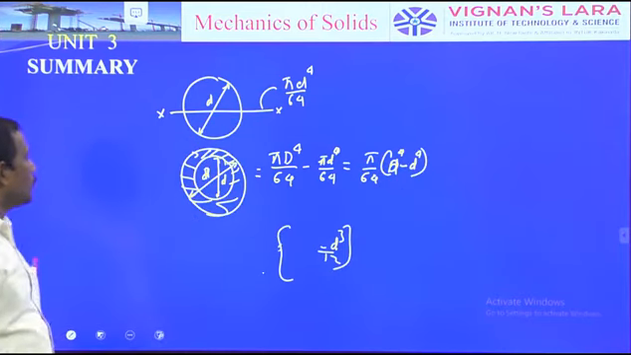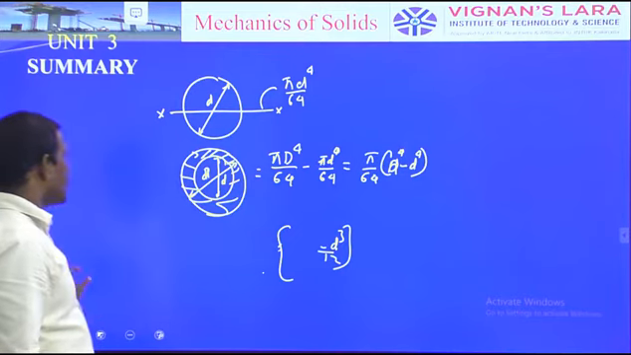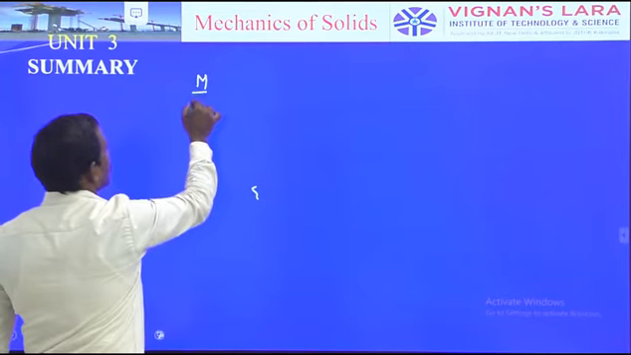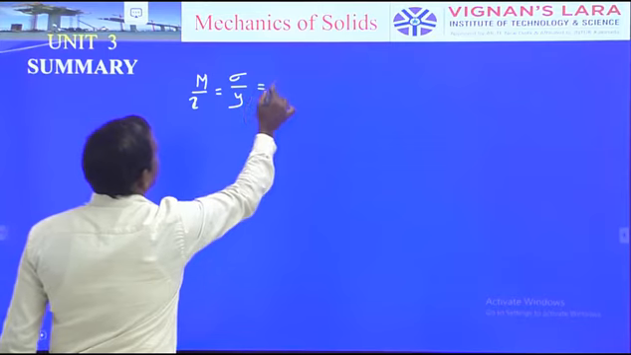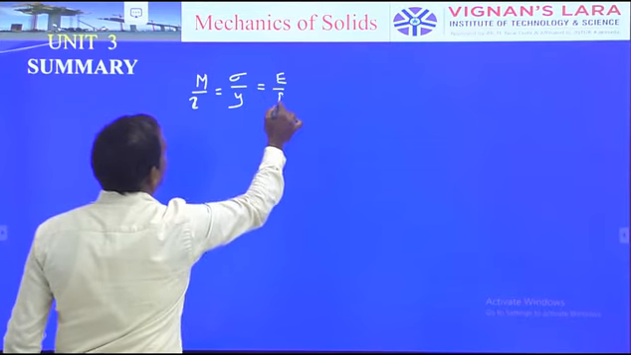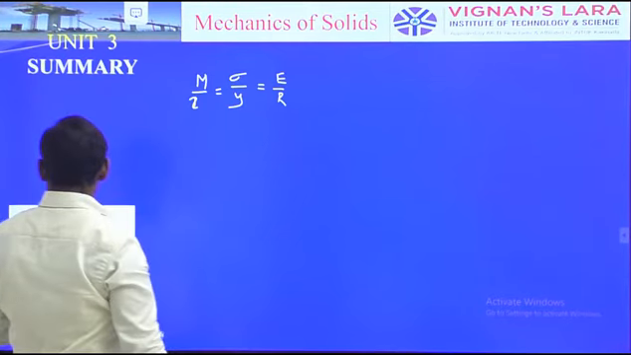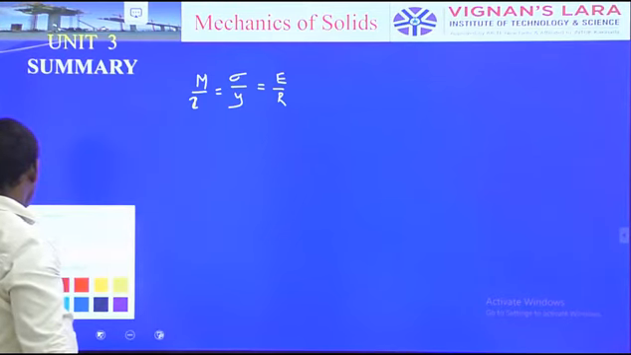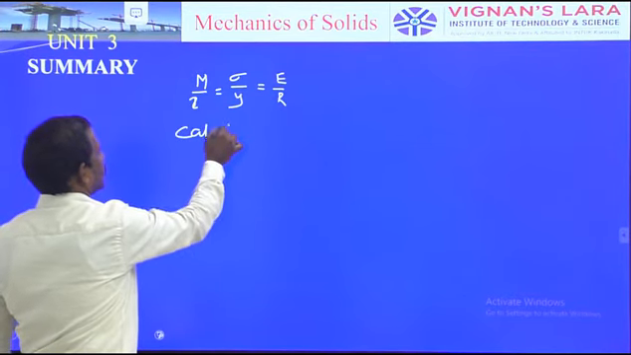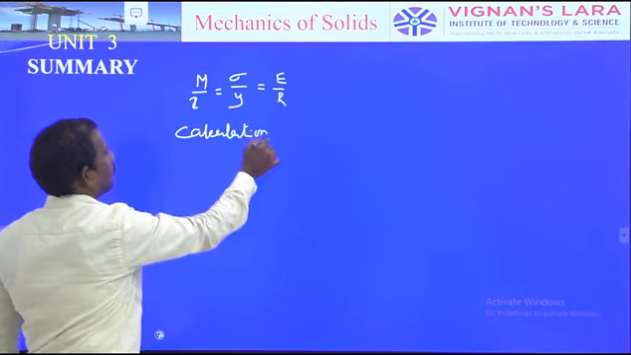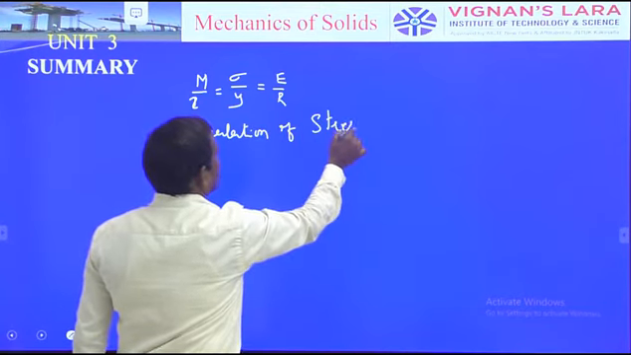So, we know the moment of inertia of various cross-sectional areas. From the equation, M by I is equal to stress by y is equal to E by R. So then, let us see the other parameter, calculation of stress, that is the bending stress.